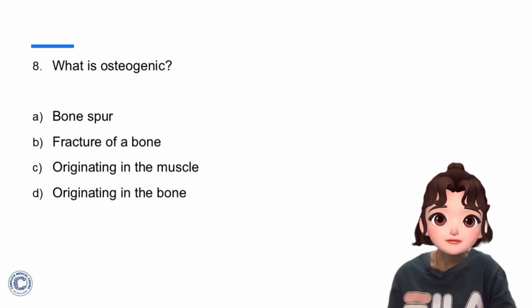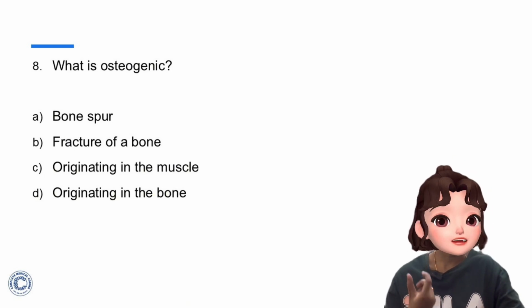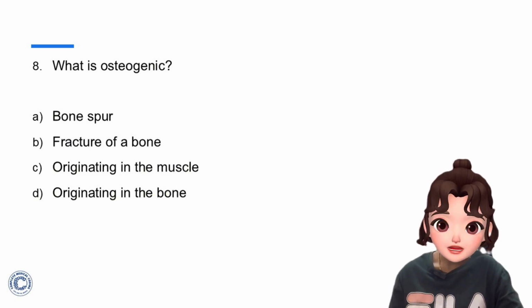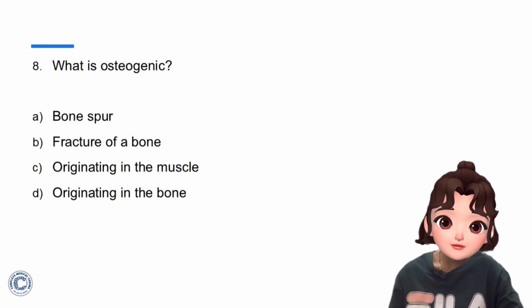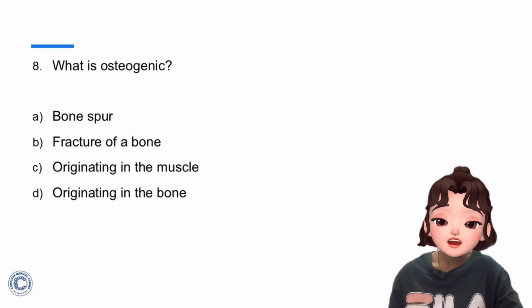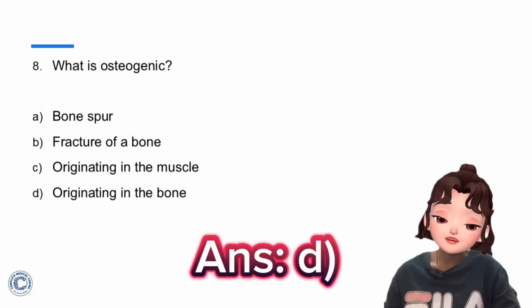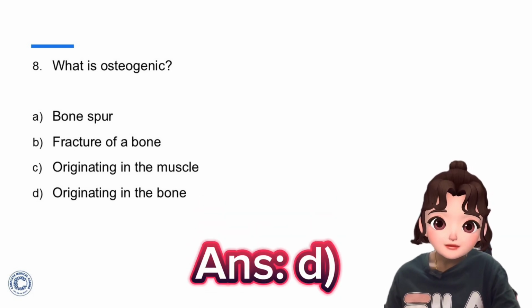Eighth question. What do you mean by osteogenic? As you know, osteo means something related to bone. But what exactly is osteogenic? Option A, bone spur. Option B, fracture of a bone. Option C, originating in the muscle. And option D, originating in the bone. Genic means generating, originating. So here the answer is option D. Osteogenic means originating in the bone.